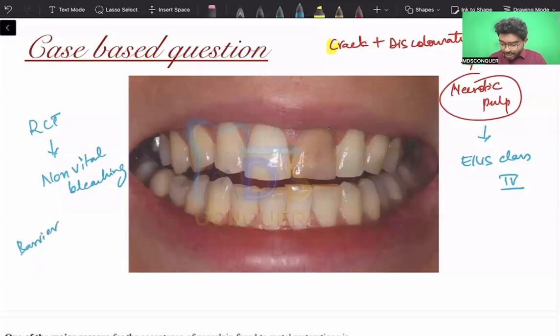So regularly, what barriers are used? You're going to keep a barrier so that the bleaching agent will not go into the root canal system. So what barrier do we regularly use in non-vital bleaching? It is GIC or modified GIC.